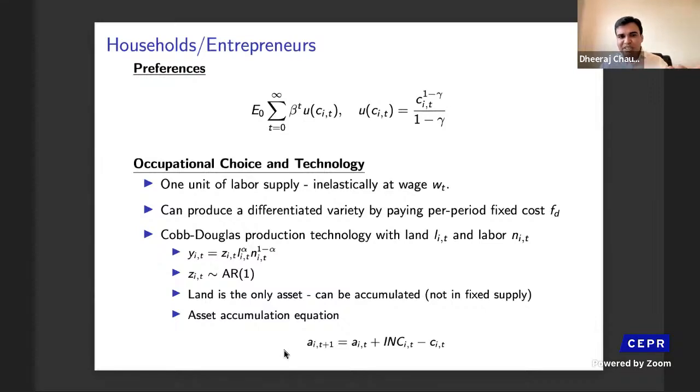Why do I do that? It helps me avoid one state variable, that is the price of the land. So that helps me in computation of the solution. And the asset accumulation equation is simply that tomorrow's asset would be today's asset plus whatever income you get from labor and from entrepreneurial activity minus what you consume. Also note that there is no capital. I can assume that capital is subsumed in land, since there is no cost of switching.